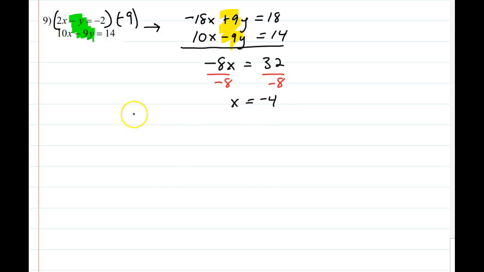So now go back to your original equations to get your answer. So I'm going to use the top equation. So 2x minus y equals negative 2. So I'm going to plug the x in. So 2 times negative 4.